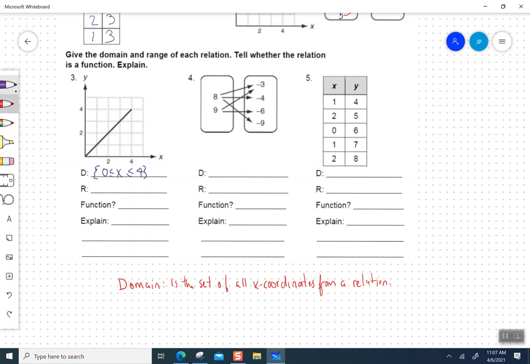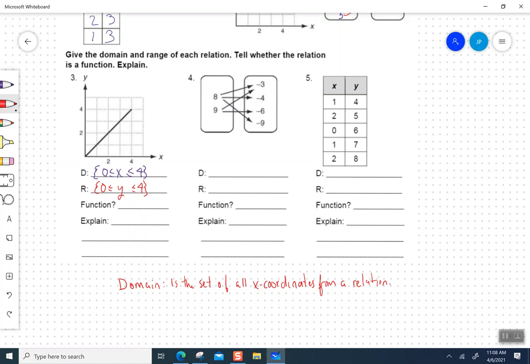Now I want to do my range. So for my range, I want everything where this line exists only on the y-axis. So I'm going to do the same thing. I'm going to say, all right, well, if that's the case, then what I want is everything. Remember, it is a set. So I want everything from 0 all the way up to 4, including the 0 and the 4 for all my y's.